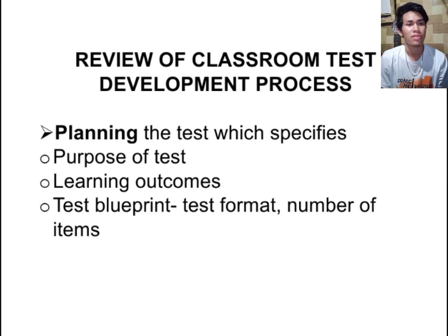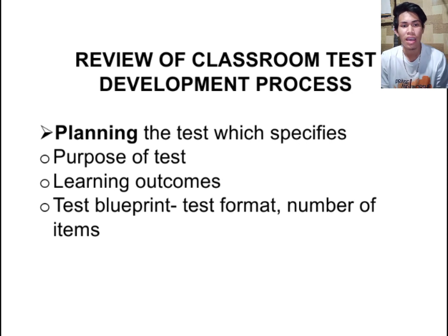Review of classroom test development process. Planning the test, which specifies the purpose of the test, learning outcomes, test blueprint, test format, and number of items. There are 3 points in the review of classroom test development process. First of all is the planning. When planning a classroom test, it is essential to specify the purpose of the test and the learning outcomes that it will assess in the test blueprint, which includes the test format and the number of items.